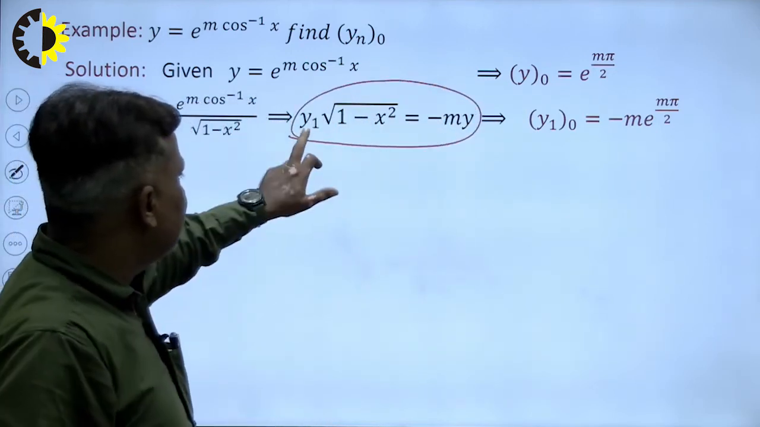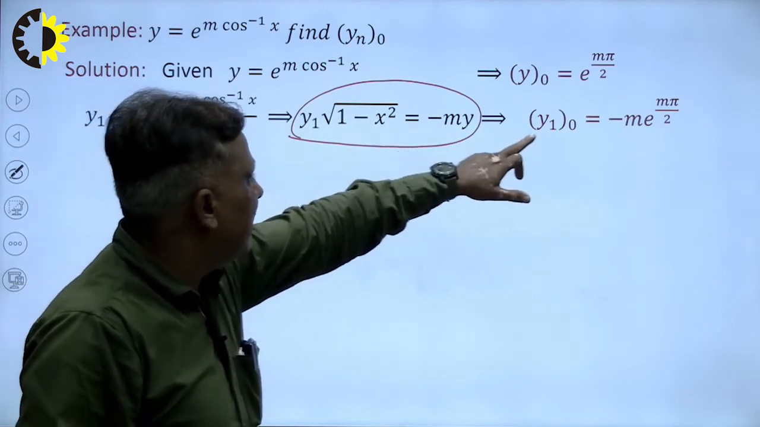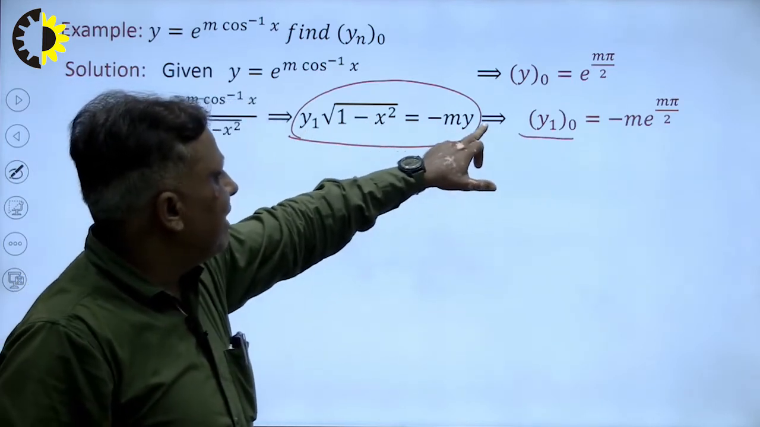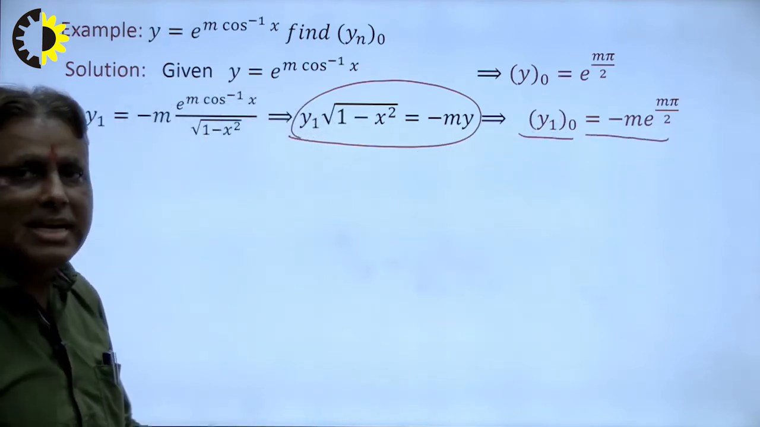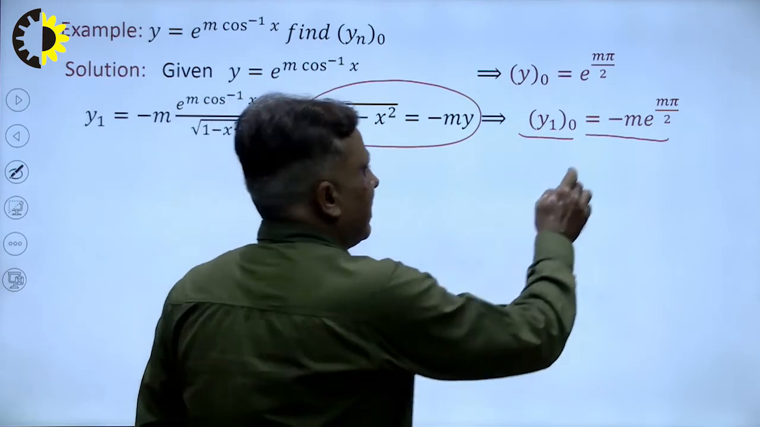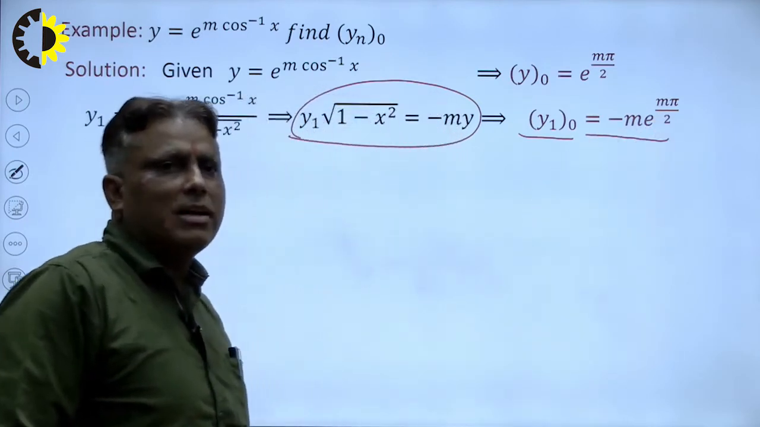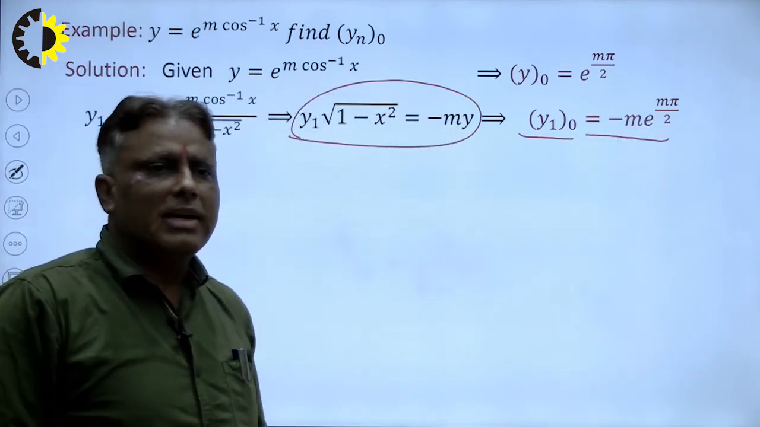Now I want to calculate y1(0), putting x equal to 0 in this part. So what will be the result? y1(0), 1 minus 0 is 1. So I write here minus m y0, and y0 is the value of this. So the value of y1(0) will be minus m e raised to the power m pi by 2 here, right. So in this way we find our result to solve the different problem, right.